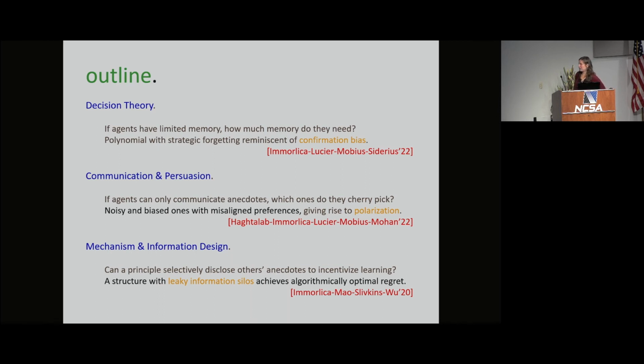Okay. The third thing is about mechanism and information design. So we've now seen, if the agent can think about taking decisions and can only use anecdotes, how do they do that? If they can communicate with each other only using anecdotes, what implications does that have for welfare and polarization? And now what if I can design a mechanism using the anecdotes.